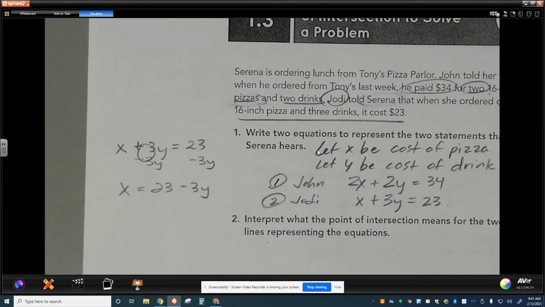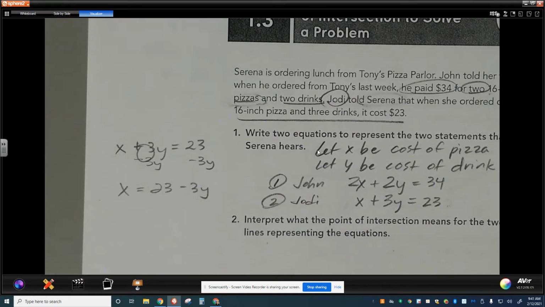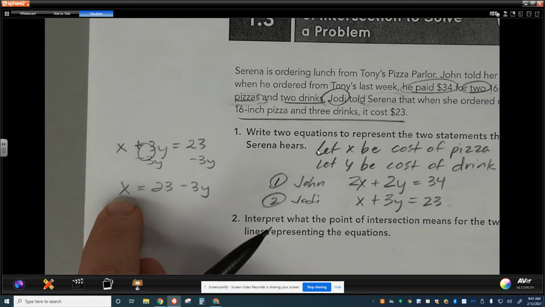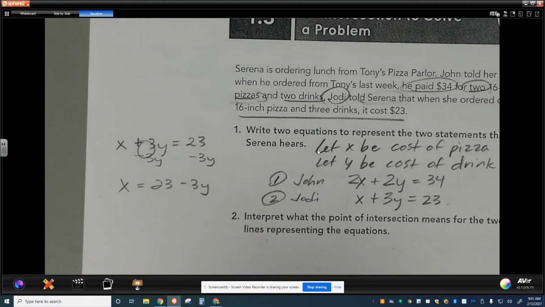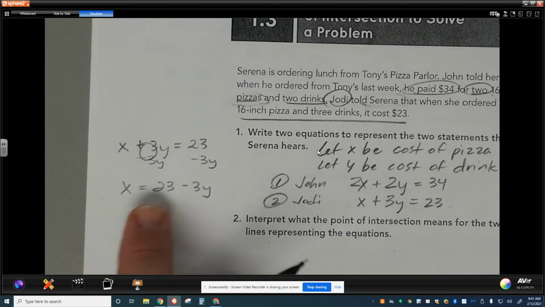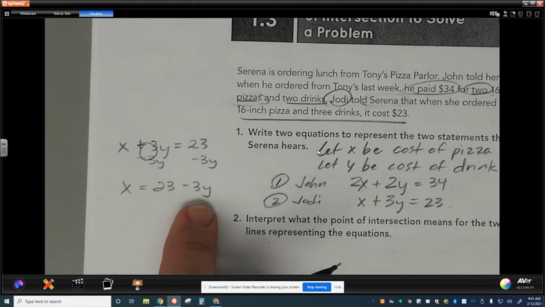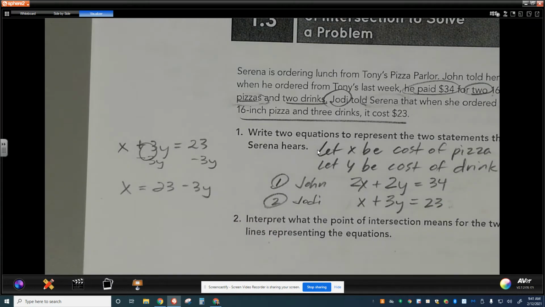Now let's actually talk about this knowing what the variable means. What is X? X is the cost of the pizza. Cost of a pizza, right? So now if I read this, I can say the cost of the pizza was $23 minus the cost of 3 drinks. Does that make sense? If we're talking about the cost of the pizza, if I take away the cost of the drinks, then I know the cost of the pizza, right?